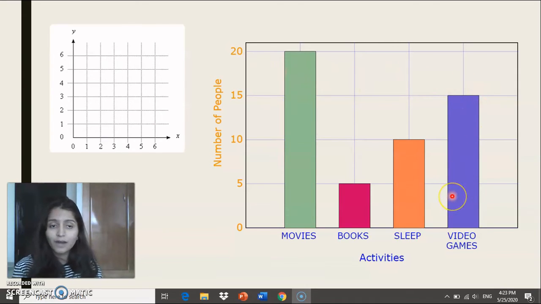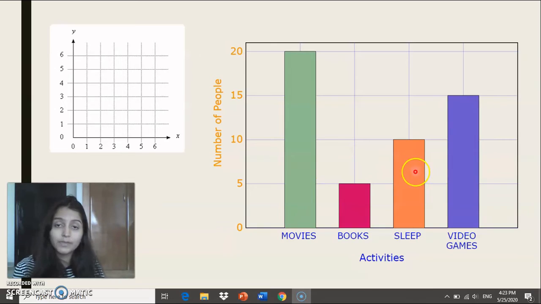Okay. Now from this graph, you can also answer a lot of questions. So I told you already that the total number of people involved in this little project that I did were 50. So sometimes I can ask you, how many people out of 50 liked sleeping and playing video games together? In that case, you will add both of these bars. You will add 15 and then you will add 10 for sleep. And then your answer will be 25 out of the 50 people liked sleeping and playing video games together.